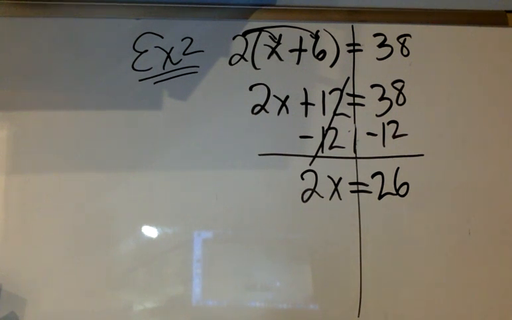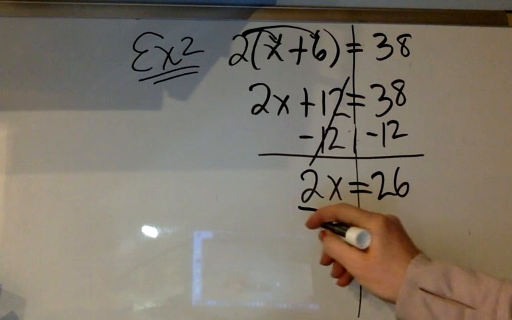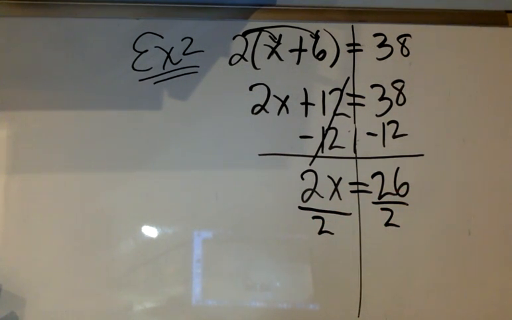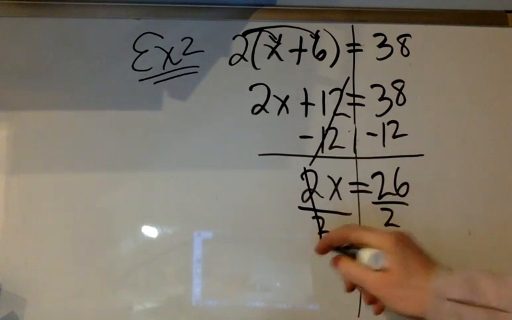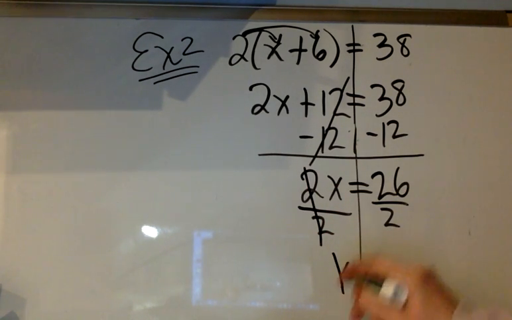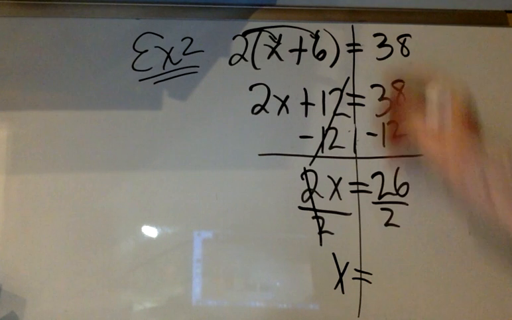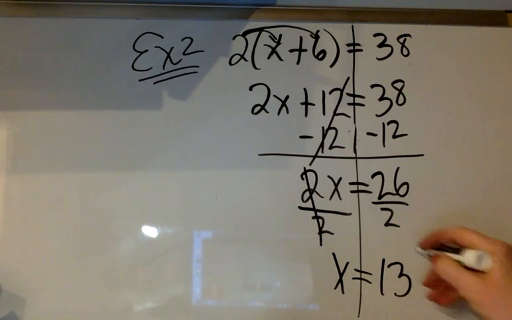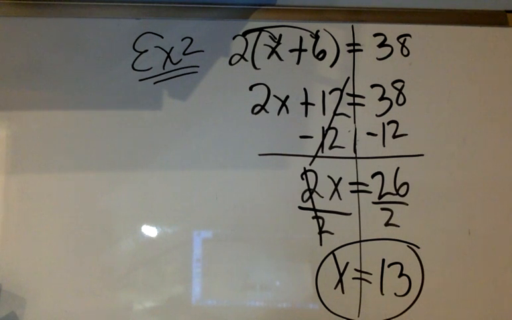The next step that I want to do is undo the multiplication with division. So divide each side by 2. This will cancel, and I'm left with just x. Equal sign in the middle. 26 divided by 2 is 13. So my final solution should be x equals 13.